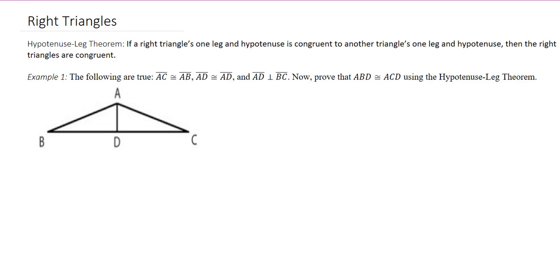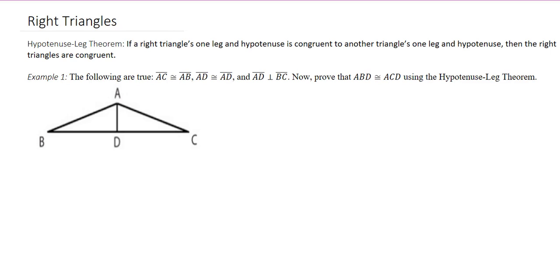We have segment AC, which is congruent to segment AB. Segment AD is congruent to segment AD. And segment AD is perpendicular to segment BC. Now we're going to prove that triangle ABD is congruent to triangle ACD using the hypotenuse-leg theorem.